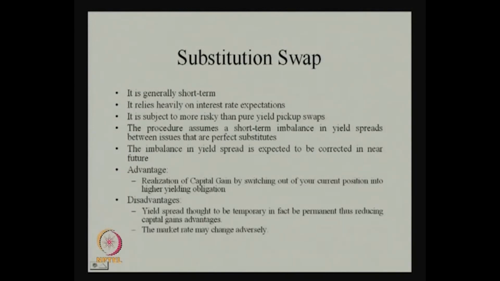Then what is the advantage? The advantage is the realization of capital gain by switching out of your current position into a higher yielding obligation. The disadvantage is that the yield spread thought to be temporary may in fact be permanent, thus reducing the capital gain advantage. The market rate may also change adversely. What we have observed from this is that the substitution swap is highly dependent on interest rate anticipation.